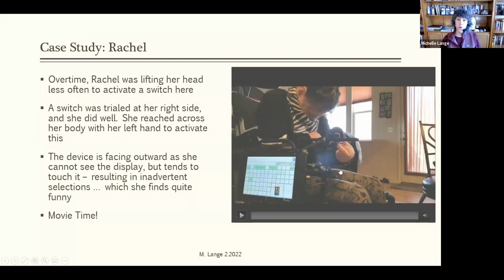Now, it sure seems to make more sense if she's using her left hand to put the switch over on the left side of her chair, but this is where she would reach and touch the switch. So let's watch a movie. I'm sorry, this is a little dark, of her accessing the switch.